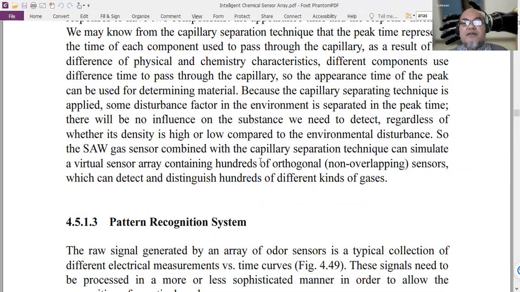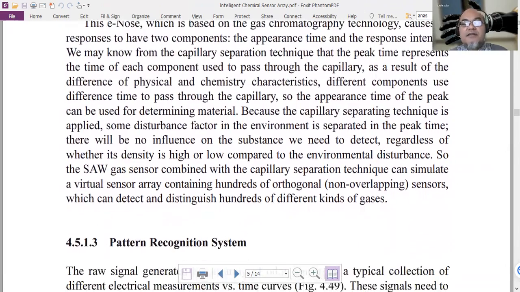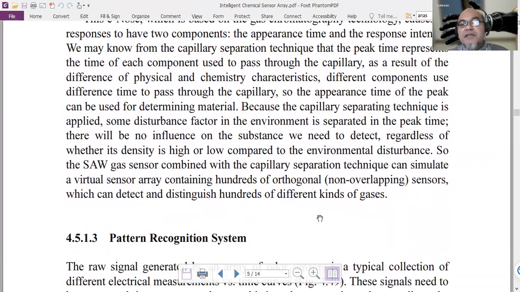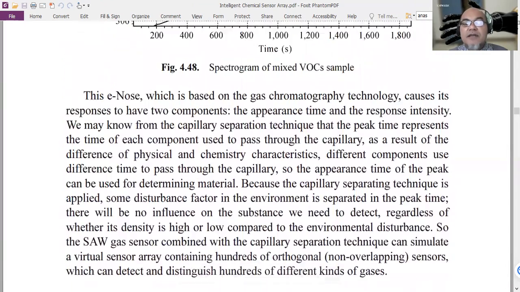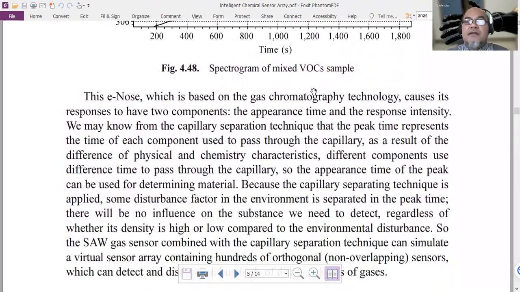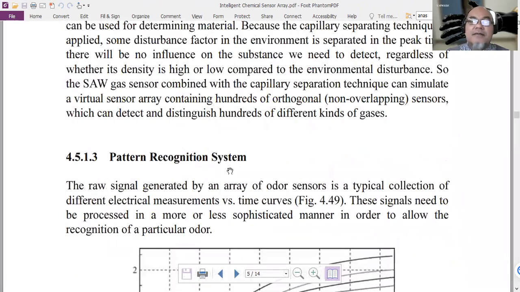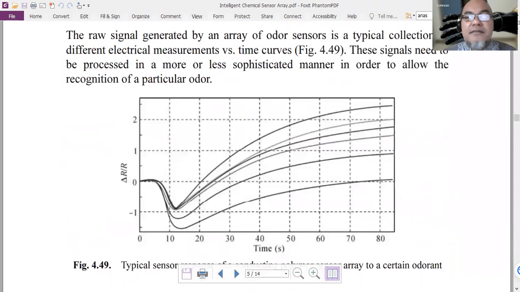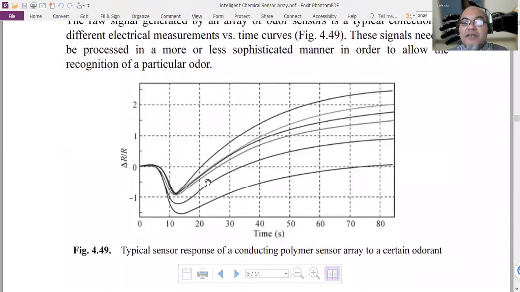So the SAW gas sensor combined with the capillary separation technique can simulate a virtual sensor array containing hundreds of orthogonal, non-overlapping sensors, which can detect and distinguish hundreds of different kinds of gases. Yeah, this is the theory. So because they combine with a chromatography-like technique. And then the pattern recognition, after we obtain the pattern, the signals from different sensor arrays.